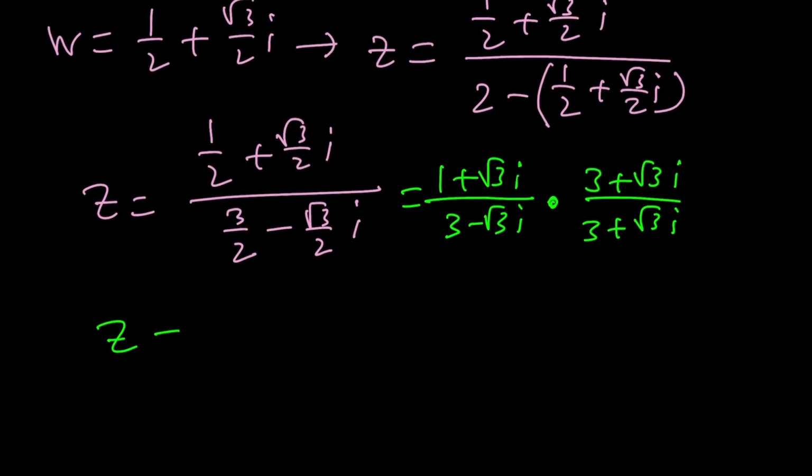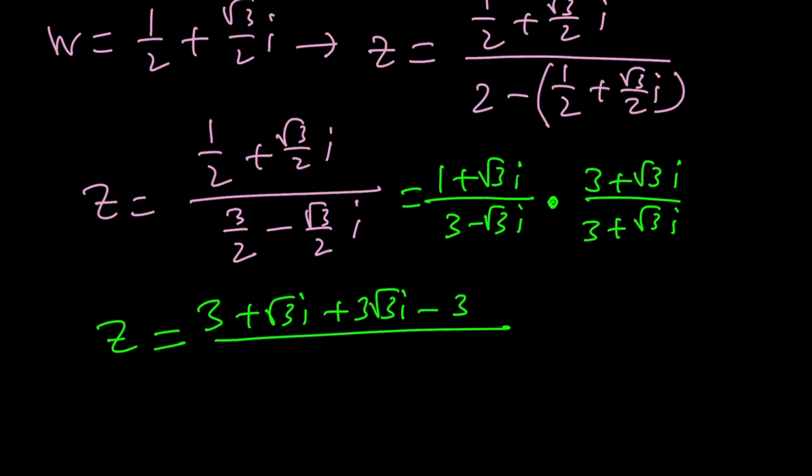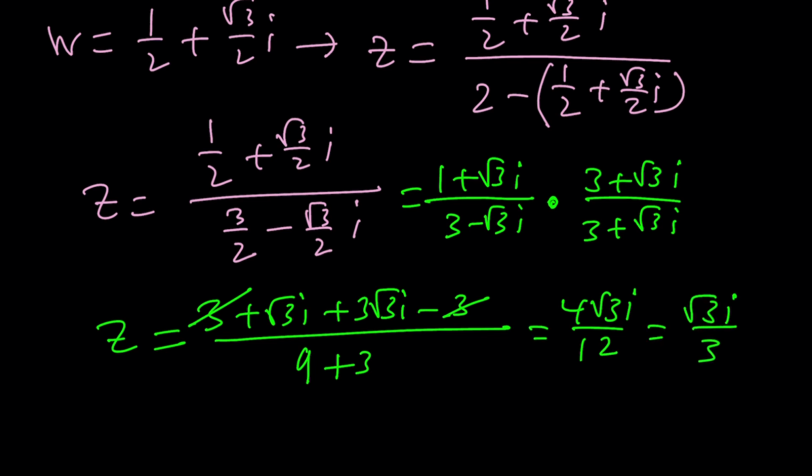At least we're going to have one z value. That's going to be 3 plus root 3 i plus 3 root 3 i plus 3 i squared, which is minus 3. They're going to cancel out. And this will be from sum of two squares, 9 plus 3, which is 12. So that'll be 4 root 3 i over 12, which is root 3 i over 3. Make sense? Okay, great. That's just one of the values.